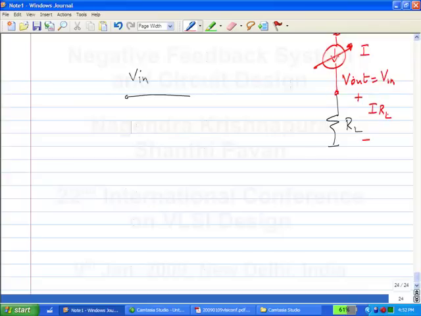Then what will I do? I should compare it with V in. So, in other words, if I RL, which is V out, is smaller than V in, what must I do? If V out is smaller than V in, it means I is too small. What should I do? Turn the knob one way so that more current will flow and the output will become equal to the input.